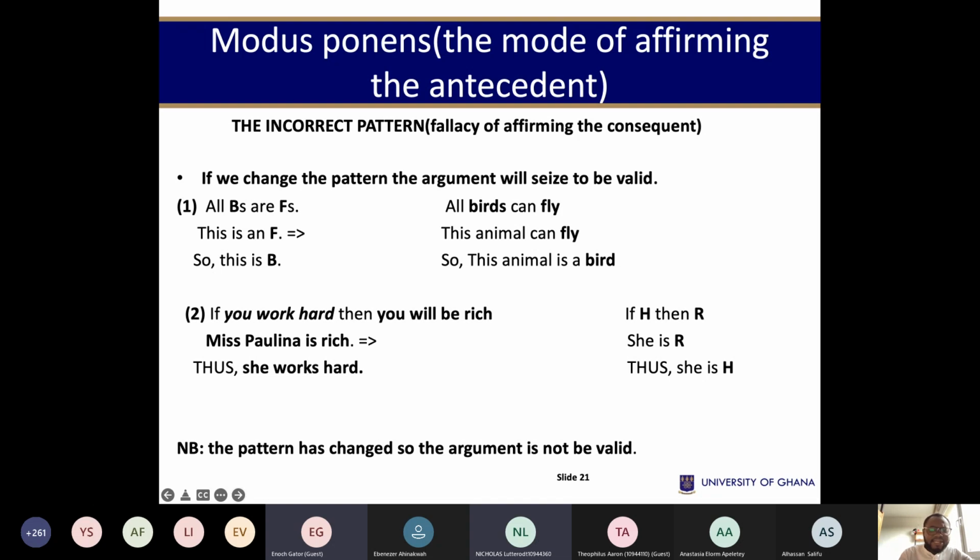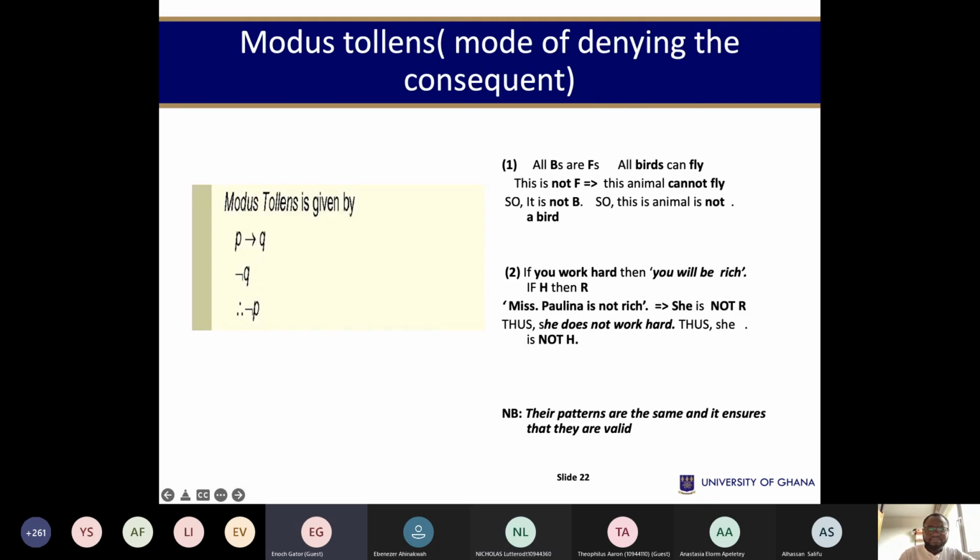So note that when the pattern changes, the argument will no longer be what? Valid. The next one I want us to look at is what we call modus tollens.